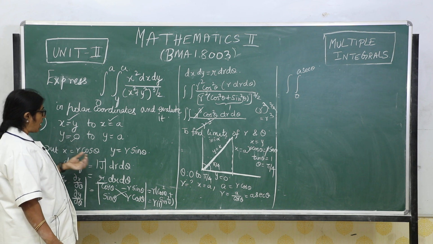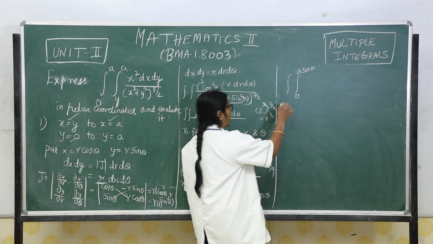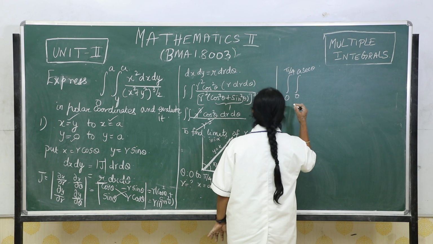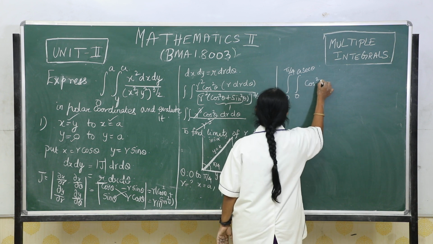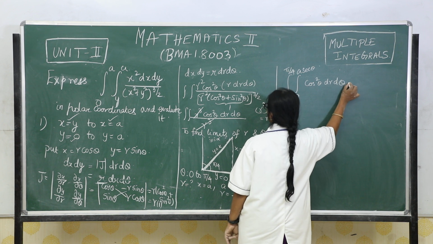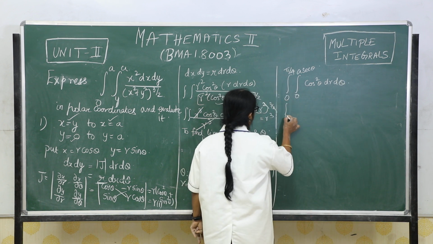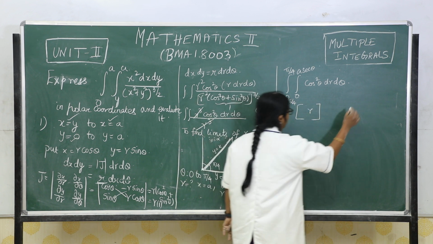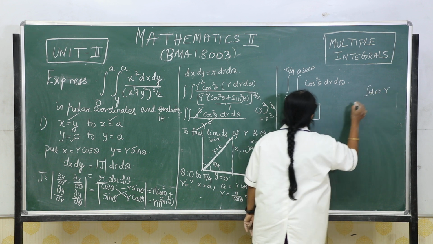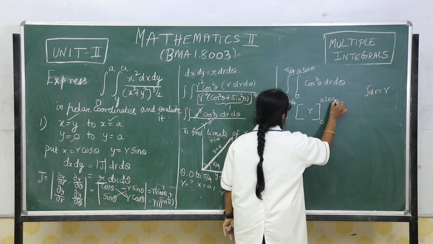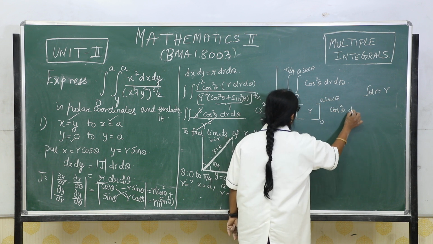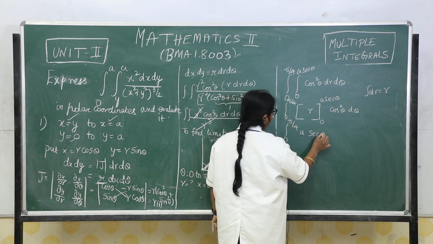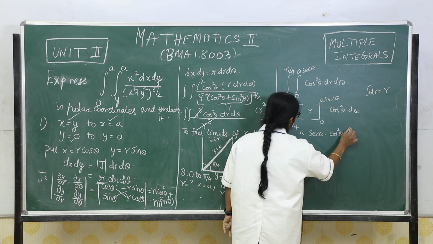My aim is to find what r is. I have found out r is 0 to a secant theta, and theta is 0 to pi by 4. Therefore, I am going to integrate with respect to r first, cos squared theta dr d theta. Integral 0 to pi by 4 with respect to theta, and with respect to r, integral dr is r between 0 and a secant theta, into cos squared theta d theta. That is 0 to pi by 4 a secant theta cos squared theta d theta.